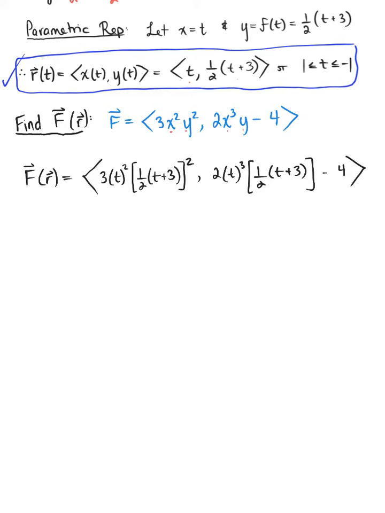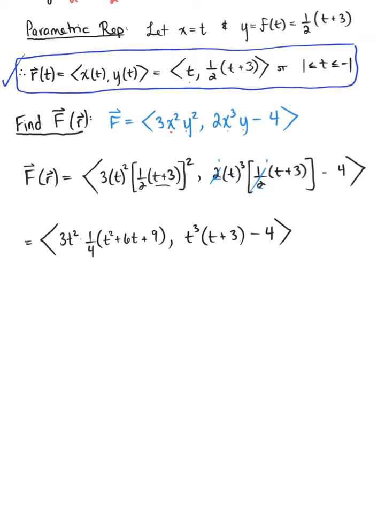And so we can simplify. So we have 3t squared multiplied by, so 1/2 squared gives us 1/4, and then squaring this binomial t plus 3, we're left with t squared plus 6t plus 9. And then moving on to the y coordinate, we see the 2's will cancel each other right out, leaving us with t cubed multiplied by t plus 3 minus 4.